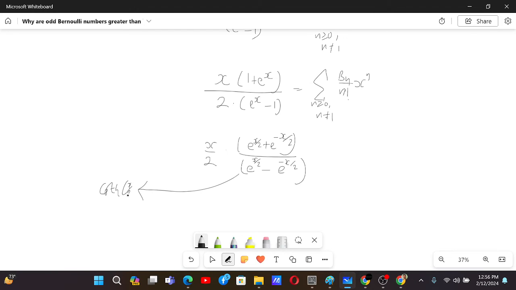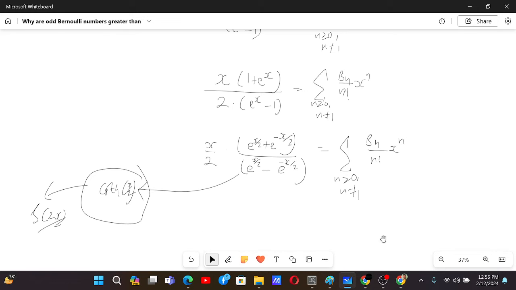This also has a lot of implications for proving the values of the Riemann zeta function at 2n and all other stuff, but that's for another time. Now we can modify this by dividing by e to the power x by 2, so we have equals the summation from n greater than or equal to 0, n not equal to 1, of B_n by n factorial x to the power n.